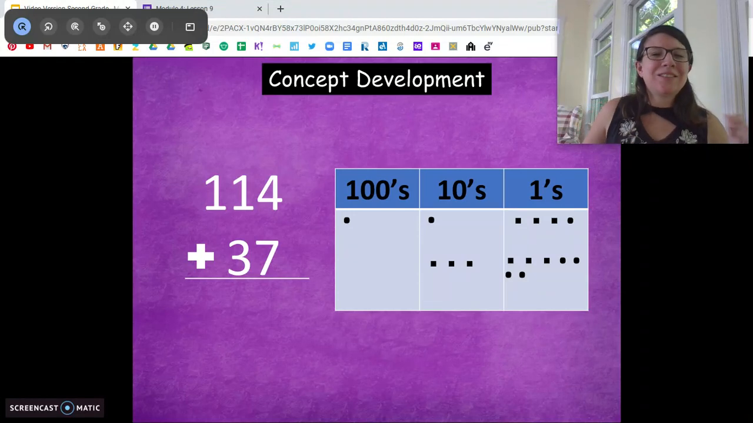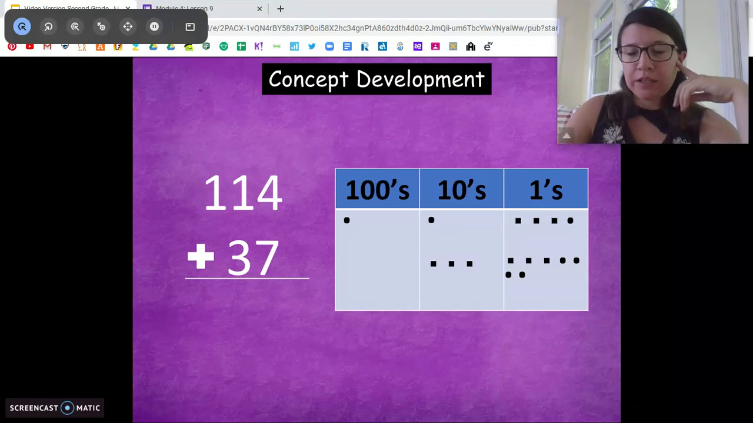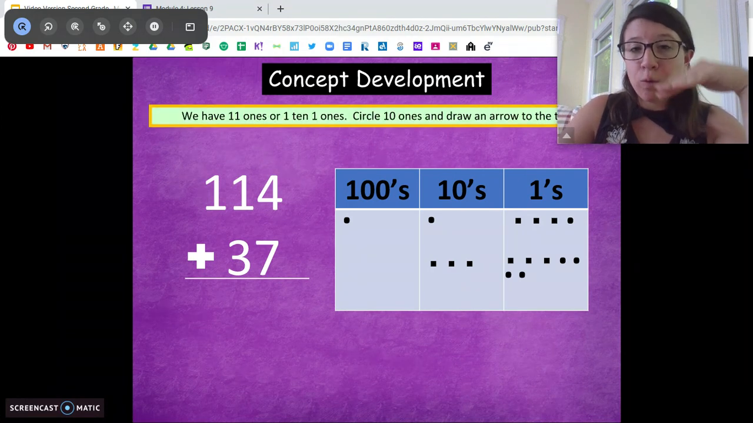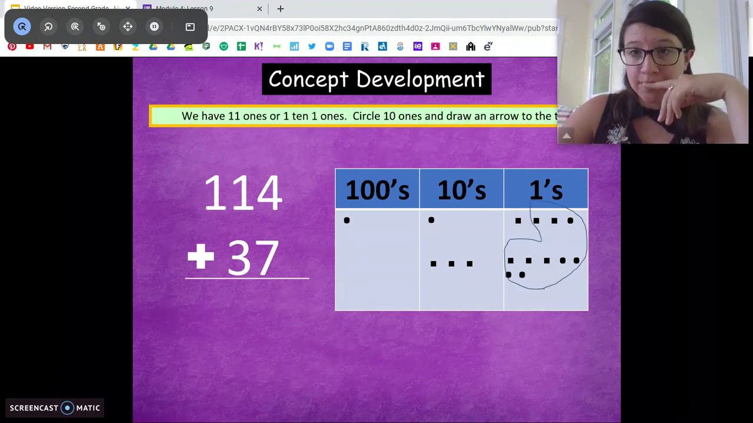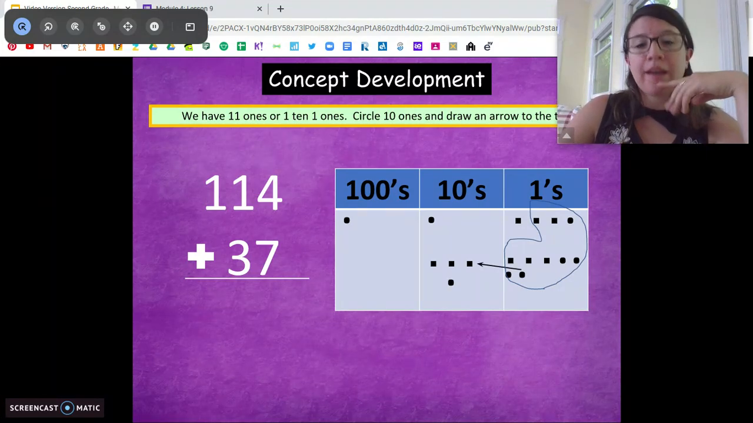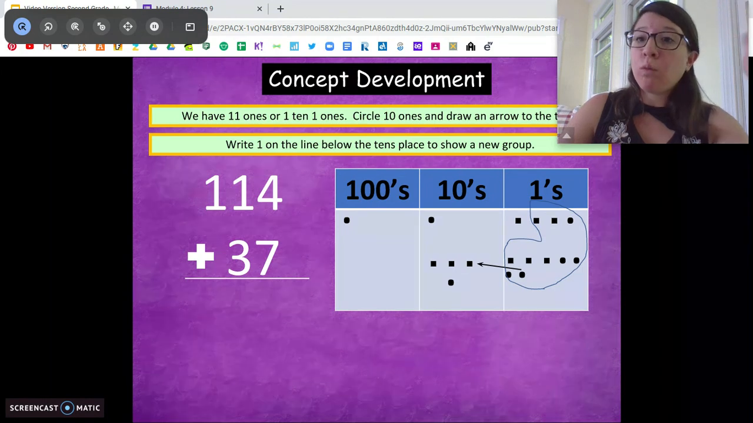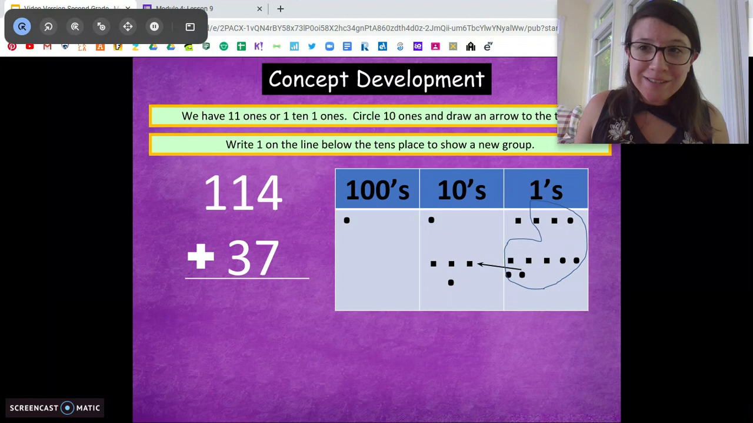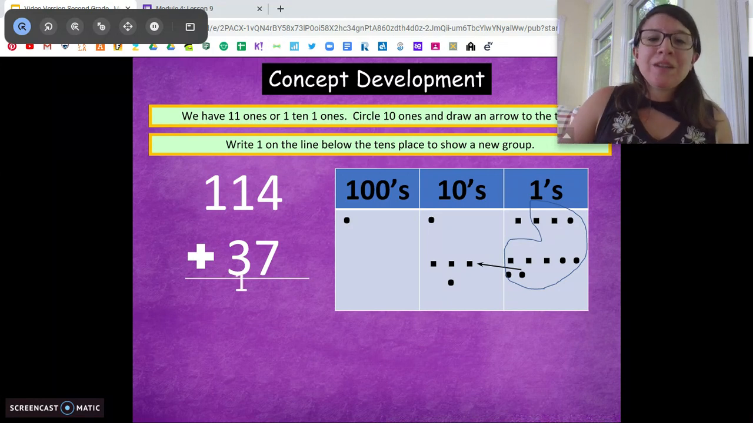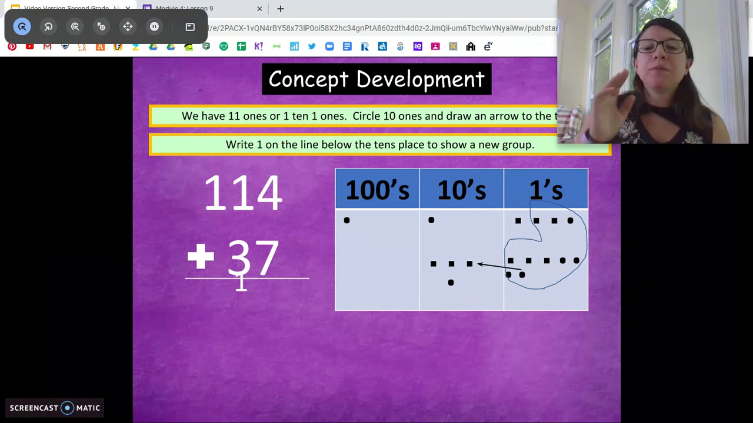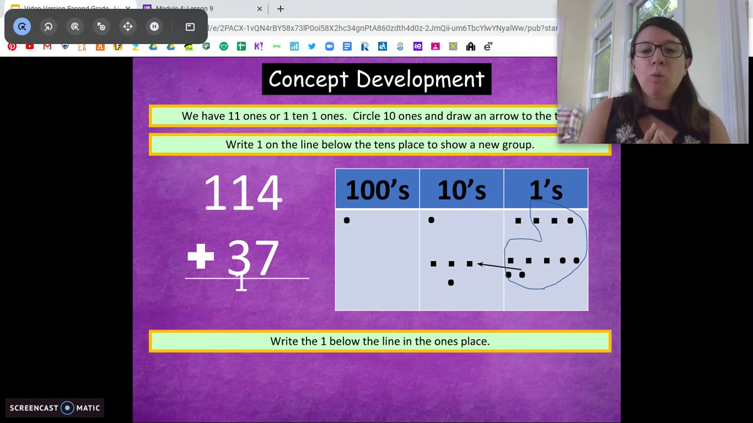Got it? Okay, let's go over it. So how many 1s did you end up with? Once we finished our drawing, we had 11 1s. So I'm going to circle 10 of those 1s. I'm going to draw an arrow and move it over to our 10s place. Okay, how many 1s? Oh, I forgot a step. When I move it over, what do I need to do? Draw a 1 in my tens place. I'm going to make sure that it's in my tens place.